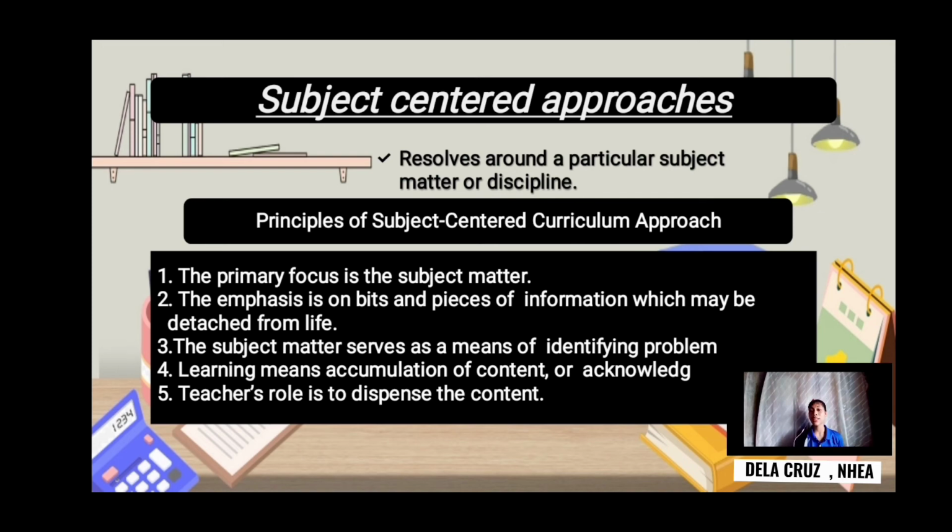The fifth one is the teacher's role is to dispense the content. So meaning the subject serves as a tool. Then as a teacher, you must gather and contribute the content, or give more information about the particular subject to the students.